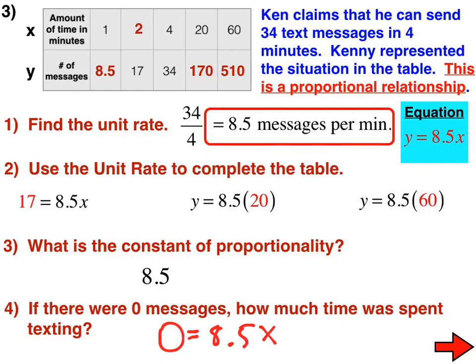You split up 0 cookies to 8.5 people. How many cookies did they get? 0. You started with 0, right? Or you can just use common sense. If you didn't send any messages, how much time does that take you? 0 minutes. Make sense? All right. Good job. Let's look at number 4.